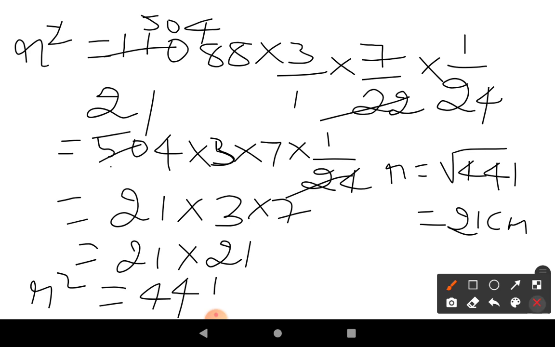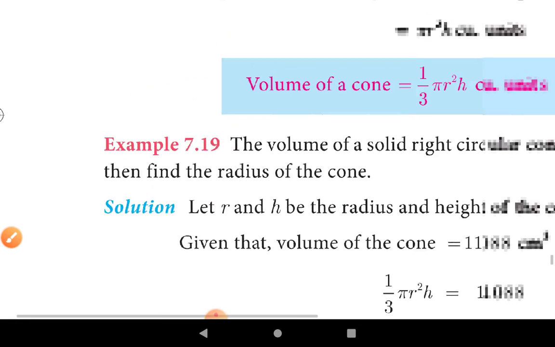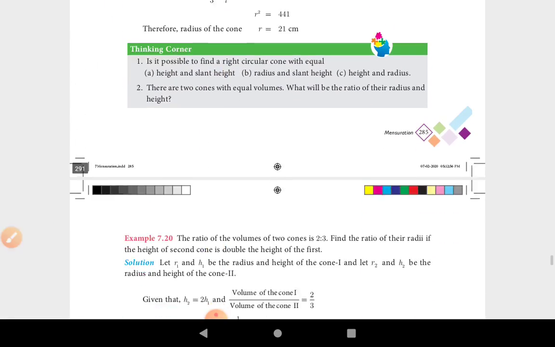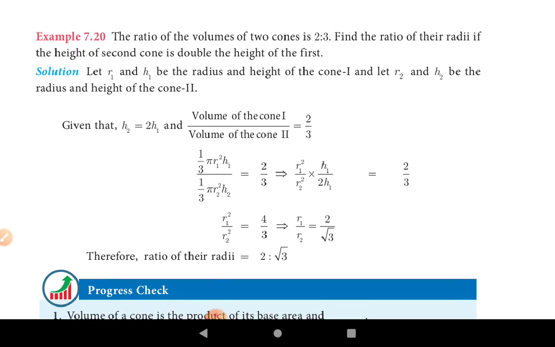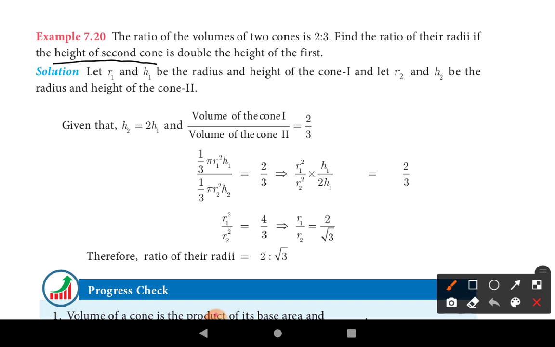We'll move on to the next example sum. What is the next example we have? The ratio of the volumes of two cones is 2:3. Find the ratio of their radii if the height of the second cone is double the height of the first cone. So just note down this condition. The height of the second cone is double the height of the first cone, which can be written as h2 is equal to 2h1.